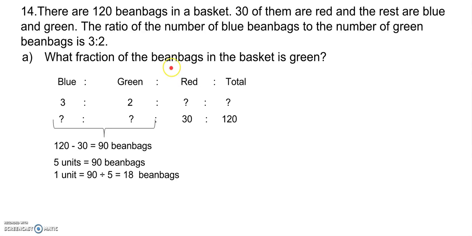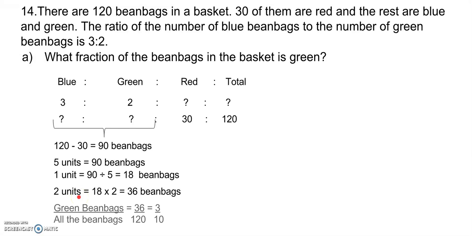They ask you to find out the fraction of the beanbags that are green. So green beanbags will be 2 units. So let's find out what is 2 units, and you know that there are 36 green beanbags. Now this is not the end, we're almost there. What fraction of the beanbags in the basket is green? So I need to know the number of green beanbags divided by all the beanbags. That will be 36 divided by 120, which will give us 3/10. And that is the answer.